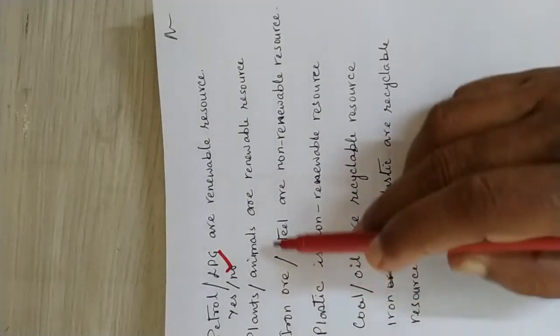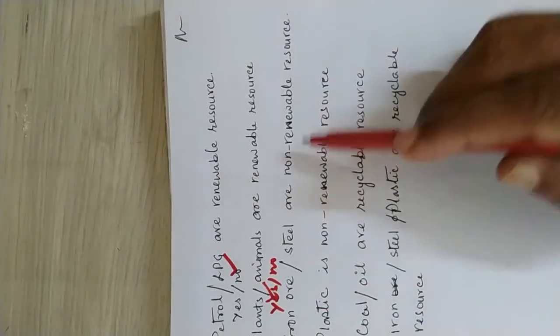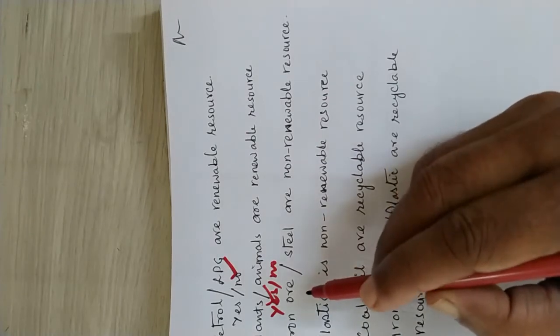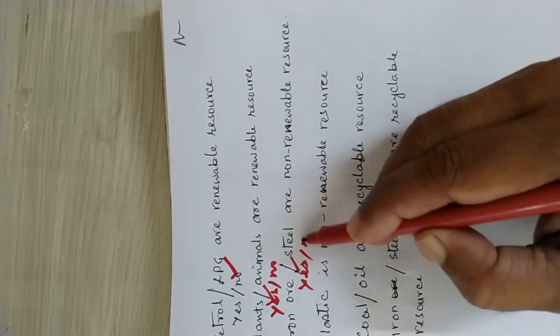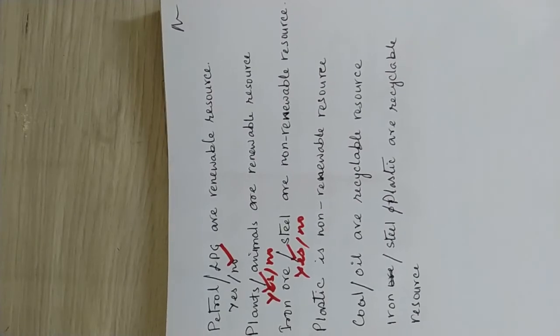Now next is, plants and animals are renewable resources, yes or no? Yes, they are renewable because plants grow and multiply, and animals also multiply, so they are renewable. Iron and steel are non-renewable resources, yes or no? Yes. They are non-renewable because they also have limited deposits and cannot be replenished in the near future. It takes millions of years to form these minerals, so they are non-renewable.